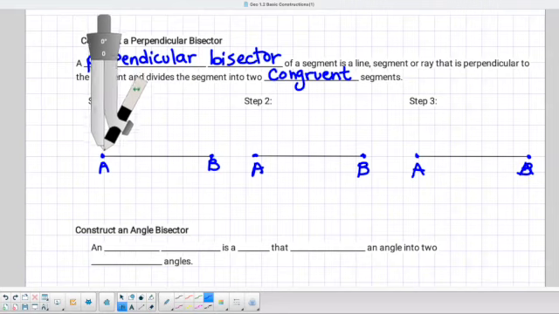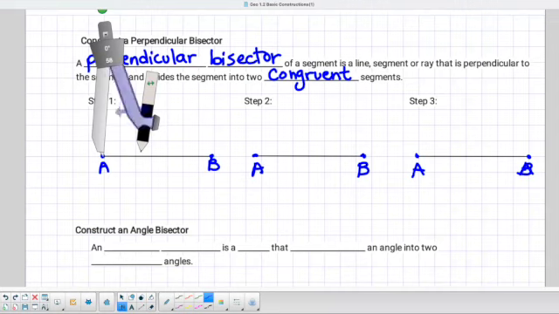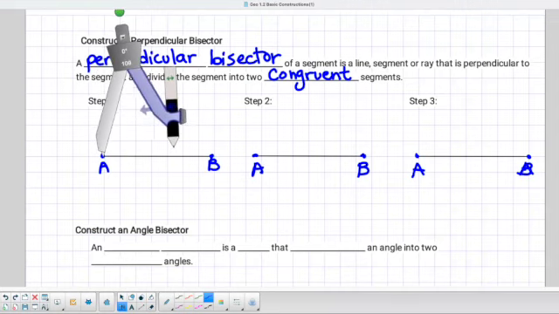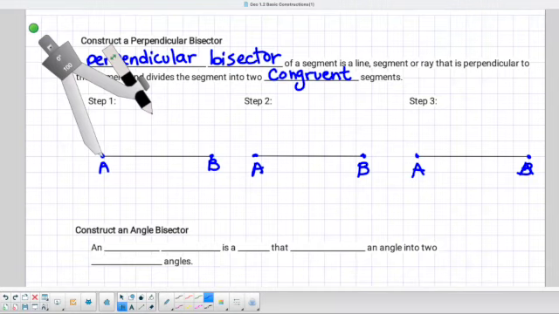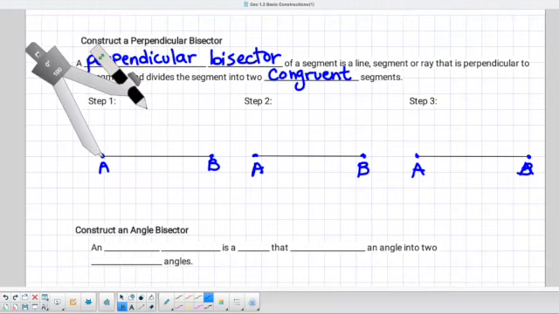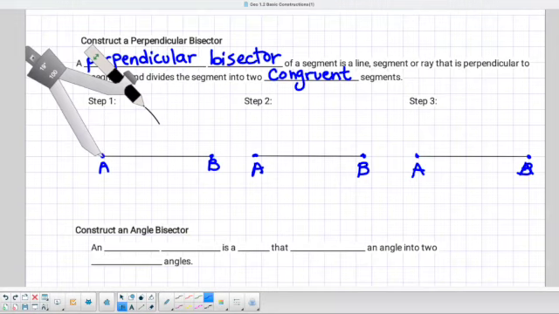So place your compass on point A, and we are going to open your compass. Your compass needs to be open to more than half the line segment, but not past B. If we go over here, it's not gonna work. So it has to be a little bit more than half. And what we're going to do is we're going to draw an arc above the line segment.